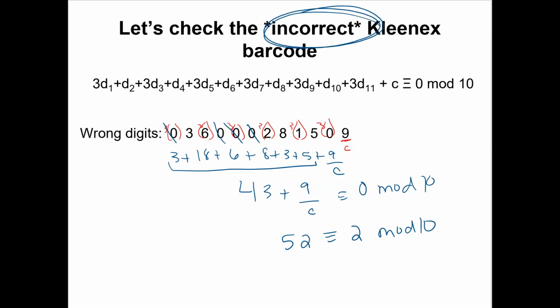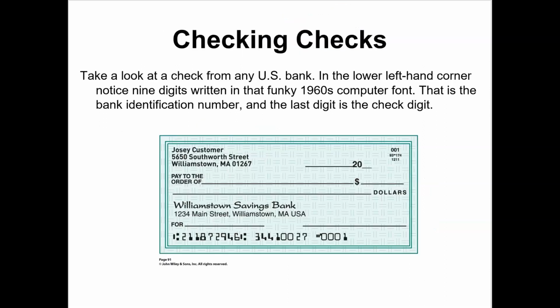That's how we know it's incorrect. It doesn't equal 0. So now there's actually some other ways that modular arithmetic works, and that is in checking checks.